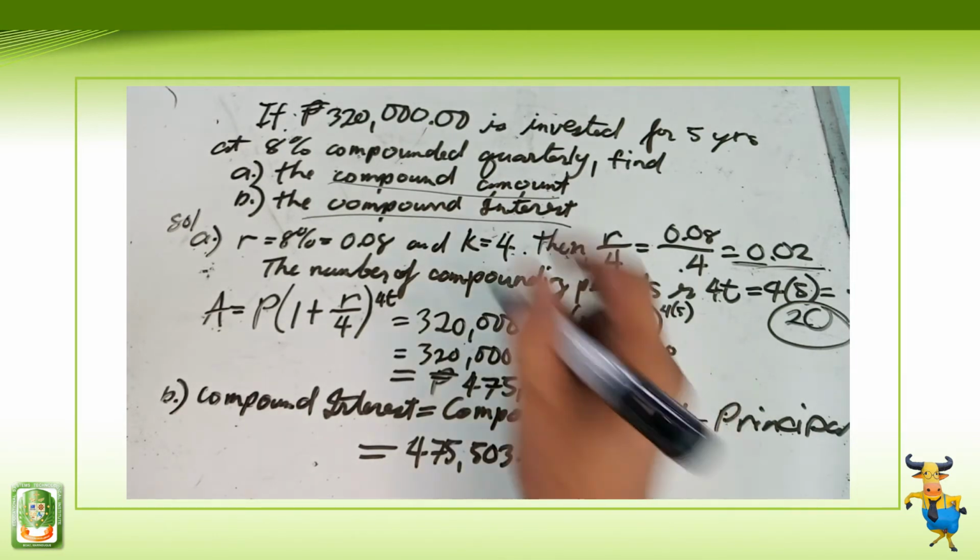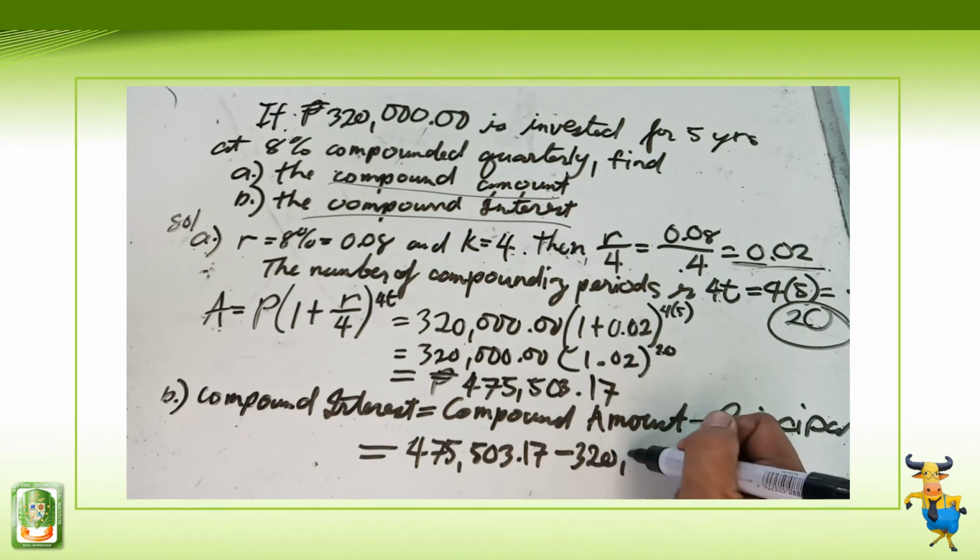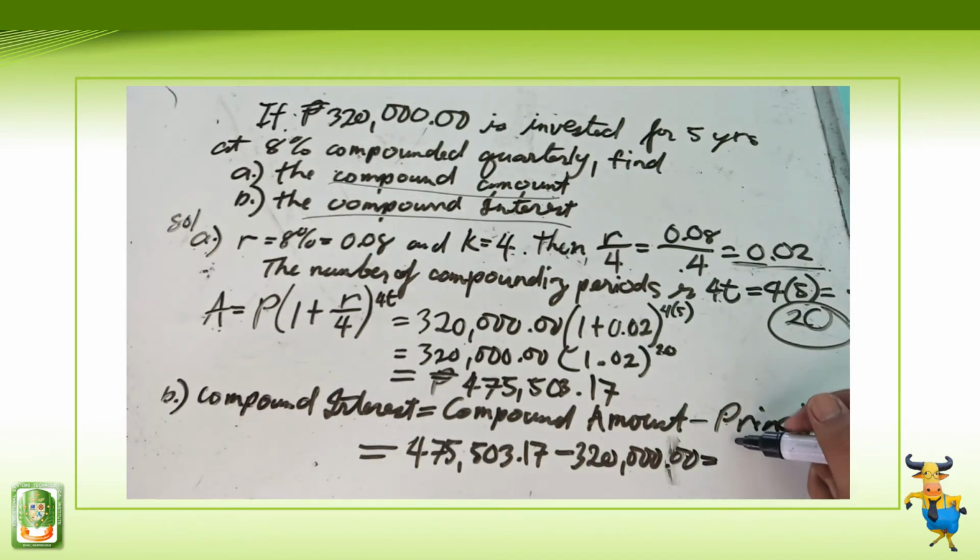475,503.17 minus the 300,000 original investment is equal to 155,503.17. So, ito ang magiging compound interest. Okay? So, that's all. Nagets nyo ang aking mga example regarding sa compound interest.